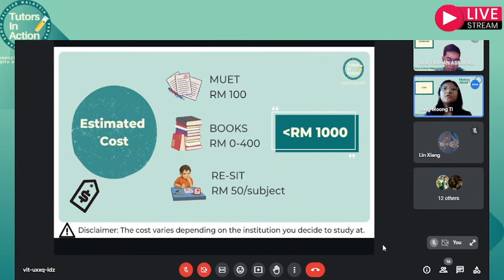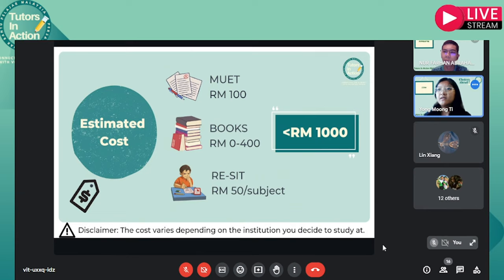Regarding textbooks and reference books, they are not included. It's not like SPM where the government will provide you with textbooks. You're required to buy your own textbooks or get them from relatives who have previously taken STPM. So it can range from zero to hundreds of ringgit. And since you're able to resit your examination, it is 50 ringgit per subject that you want to retake.